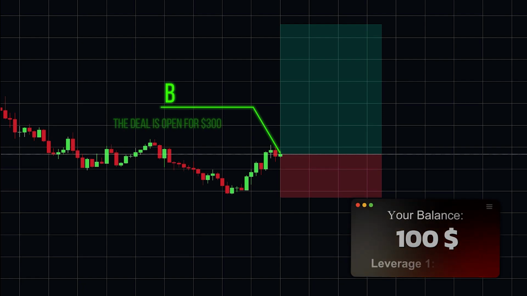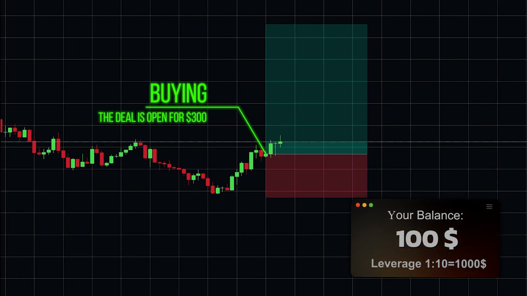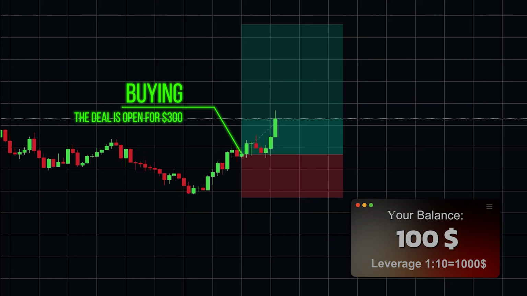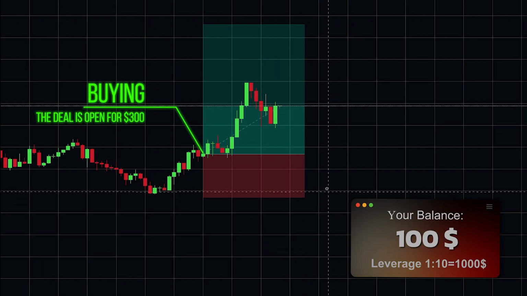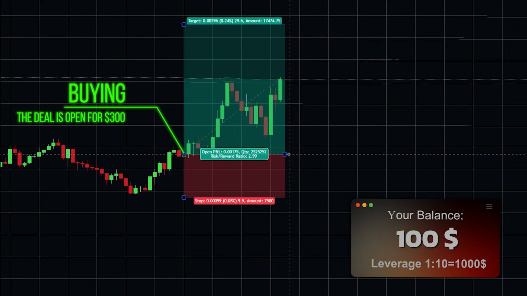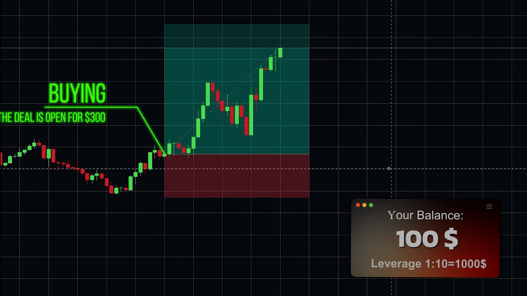Secondly, do not open trades for the entire deposit. Leave some funds in reserve to cover possible drawdowns. If you trade with a leverage of 1:10, it does not mean that you should use the entire available amount at once. It is more reasonable to work with a part of the capital.